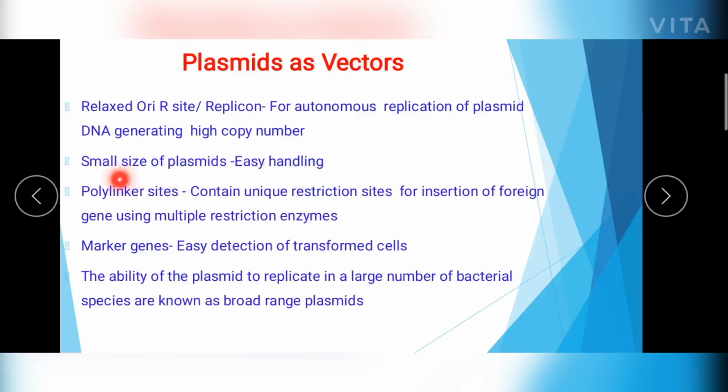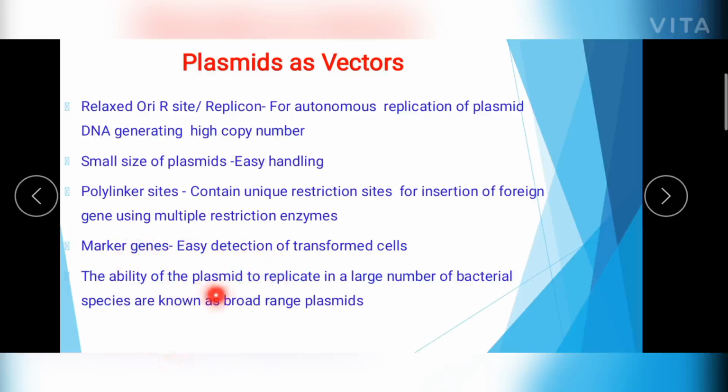Then the small size of the plasmid. Whenever the plasmid is of small size, it is preferred because it is easy to handle. And polylinker site: if the plasmid contains unique restriction sites for different types of restriction enzymes, then that particular plasmid is preferred. Then marker genes should be present in the plasmid so that you can easily detect the transformed cell whenever you are inserting the foreign gene. Whether the foreign gene is successfully inserted or not, you can detect with the help of marker genes.